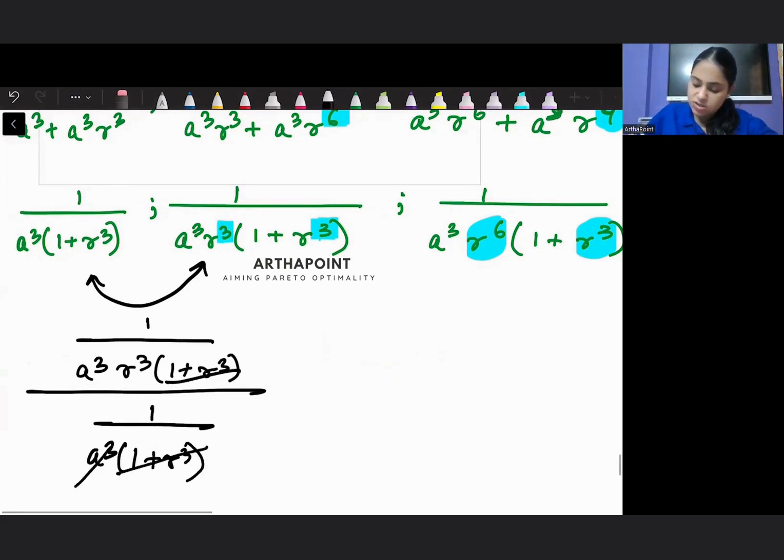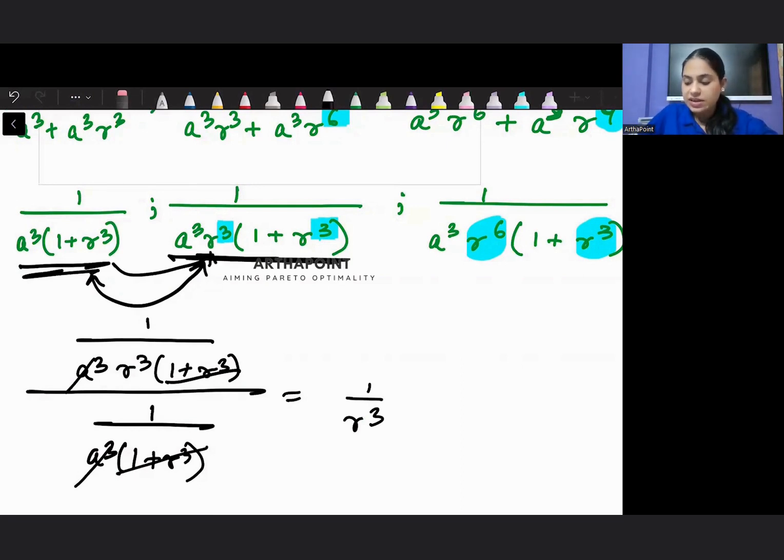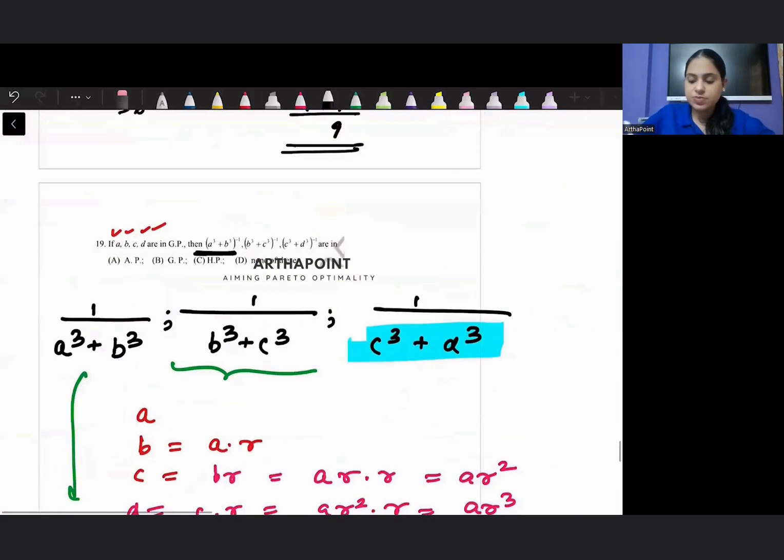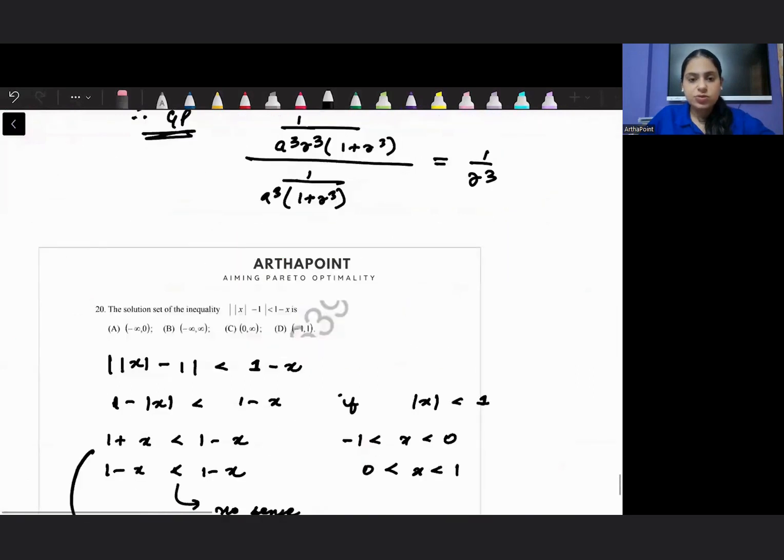And when you do this, you will be left with 1 by R cube. So when this one is multiplied with R cube in the denominator, you will get the second term. Again, multiplied with R cube in the denominator, you will get the third term. So clearly these are in GP with the common ratio as 1 by R cube, right? Okay, beta, come to the next question.